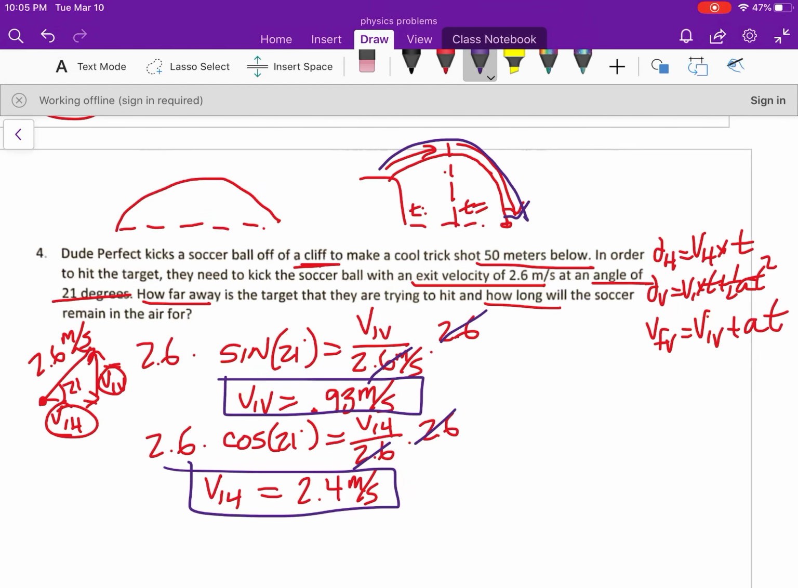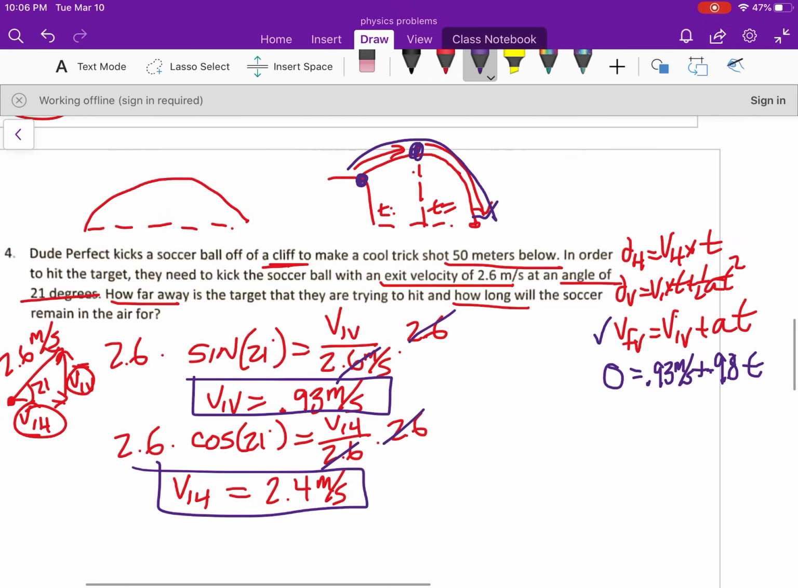So for my first part, I want to solve for the time that it takes to get from when it's kicked to its max height. So again, if I'm thinking in terms of halves, then I'm going to use this equation here. So at the very peak, my vertical final velocity is going to be 0, equals my initial vertical velocity, which we calculate as 0.93 meters per second, plus my acceleration, which we know is negative 9.8, times time. That should be 9.8, okay, times time.